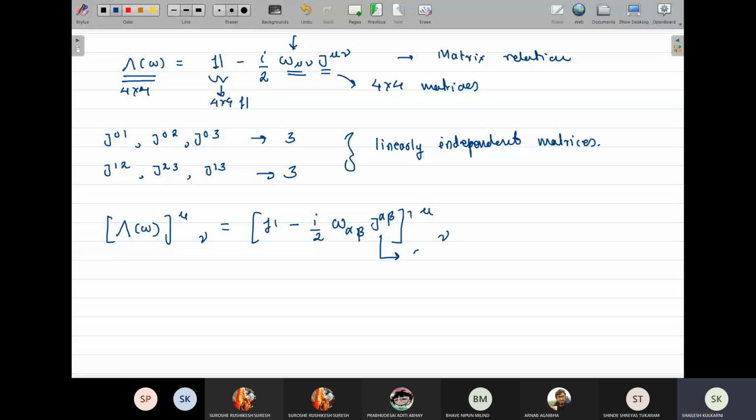What are these? These are unknowns. Okay. So we demand that lambda mu nu equal to delta mu nu minus i by 2 omega alpha beta J alpha beta. Why I am doing this, it will be clear. It is just a complicated way of writing the Lorentz transformation, but that complicated way will be useful.